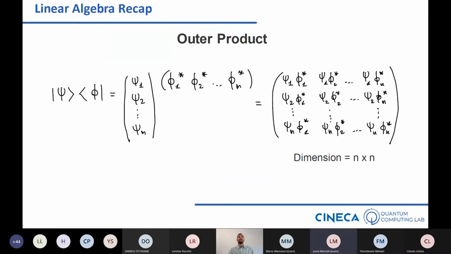Then we have the outer product, which is like the opposite. You multiply a column with a row. What does it mean? If the two vectors have dimension n, at the end you get a matrix of dimension n times n. How is this matrix constructed? You multiply the first element with the first one.